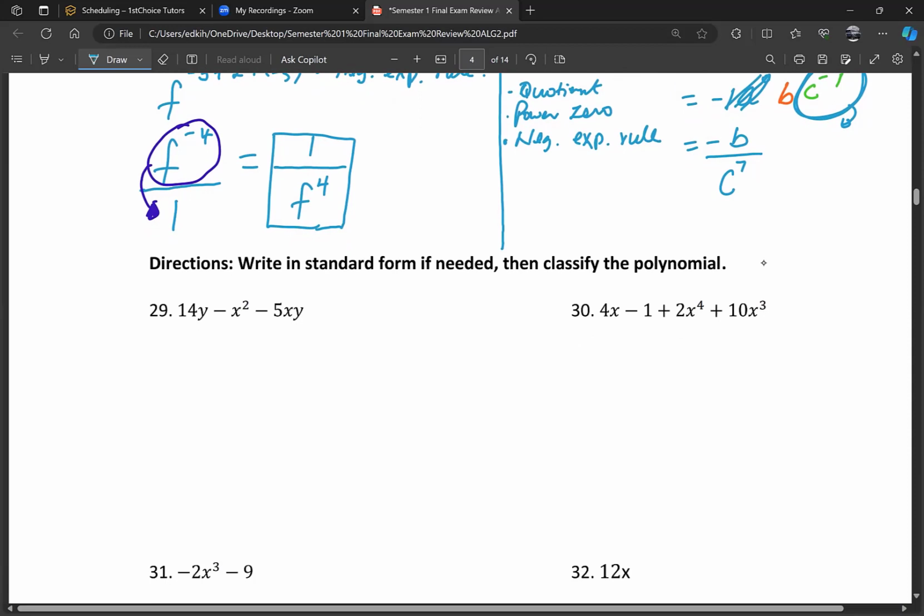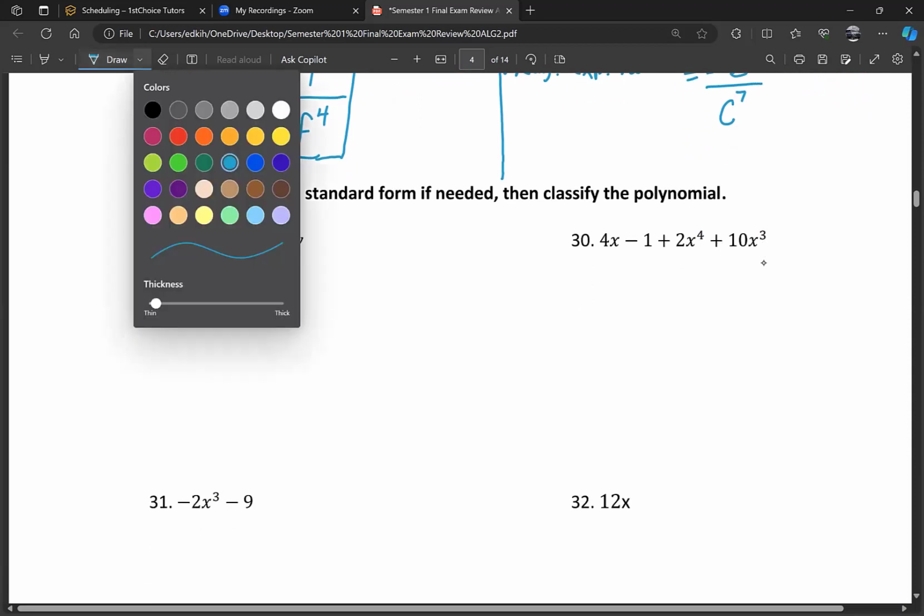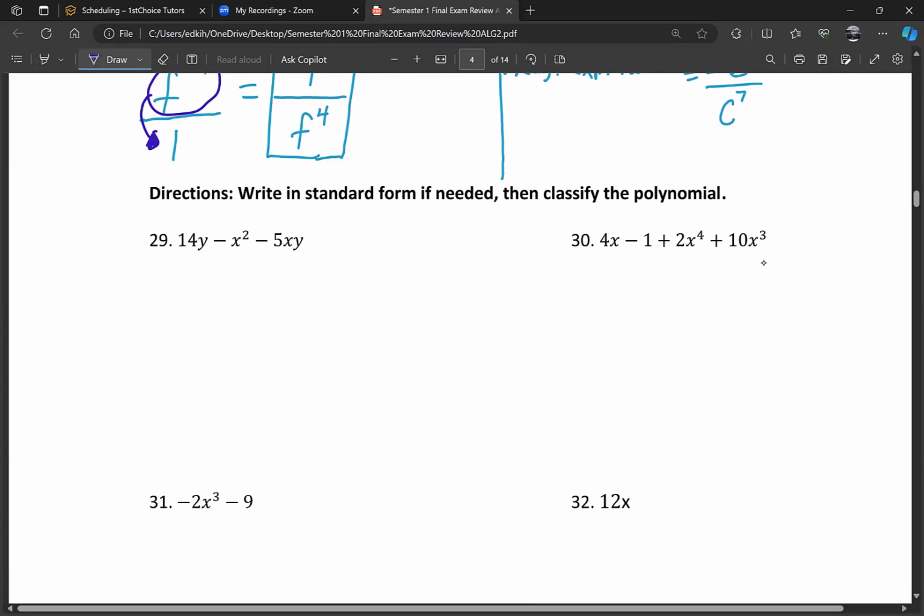Keep doing that. Okay. The next section is asking you to write equations in standard form. Now, what does that mean? Standard form means you have to start with the highest exponent. Write those numbers first.